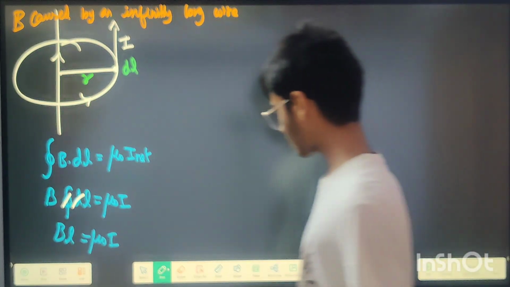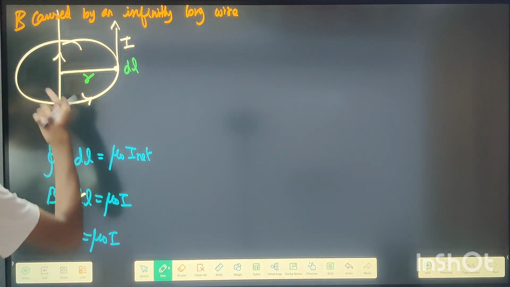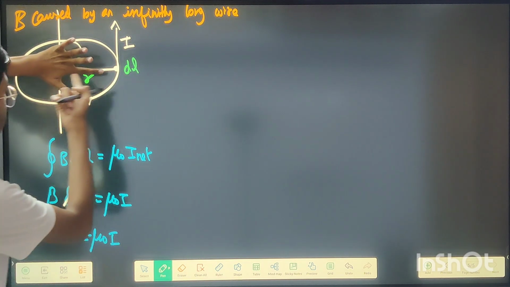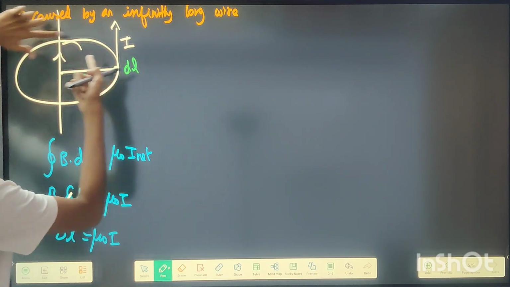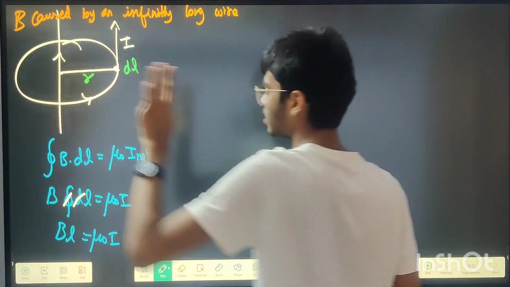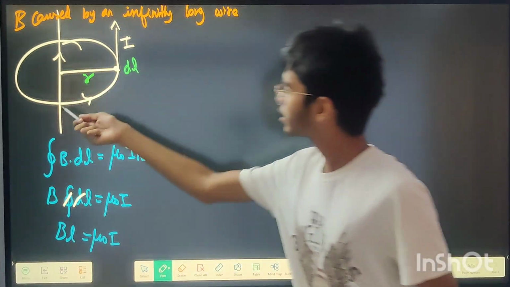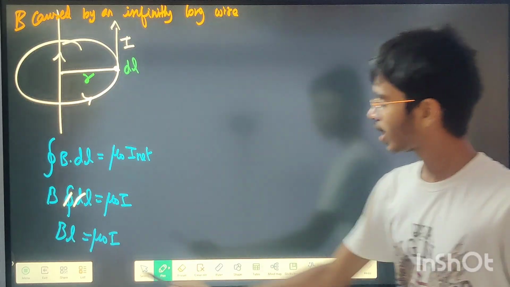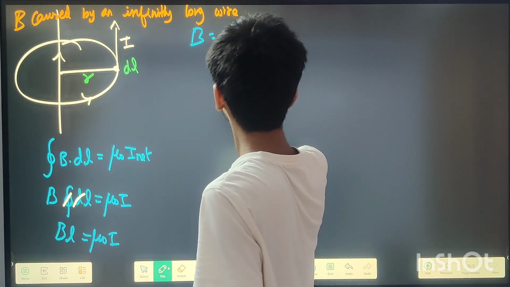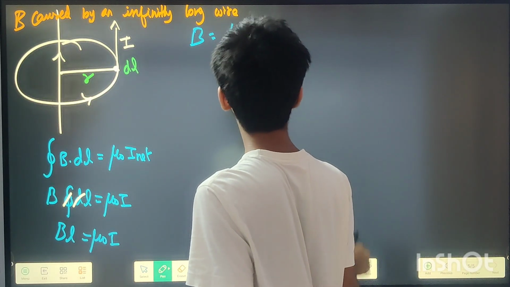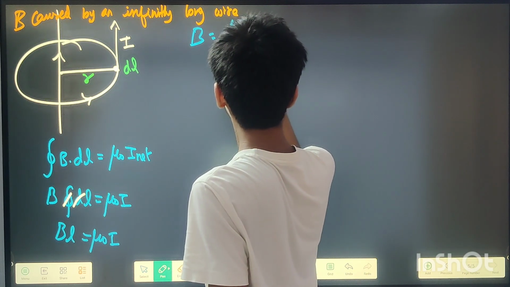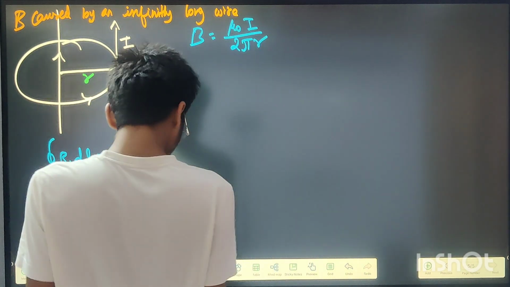Here you have to see that this is a circle, and this is the length, and you have to take the total circle, because this particular wire causes the total magnetic effect. Even though you are taking only one point, this effect is caused by the total circle. So in place of L you substitute 2 pi r. So B is equal to mu naught I divided by 2 pi r.